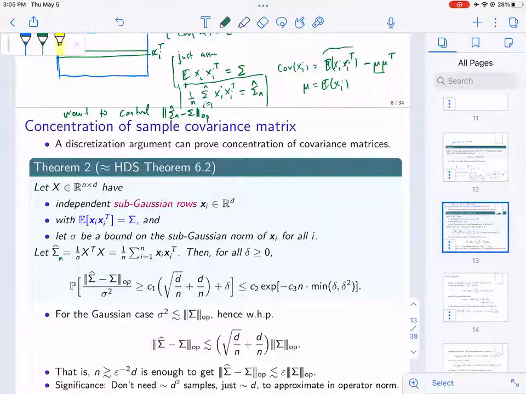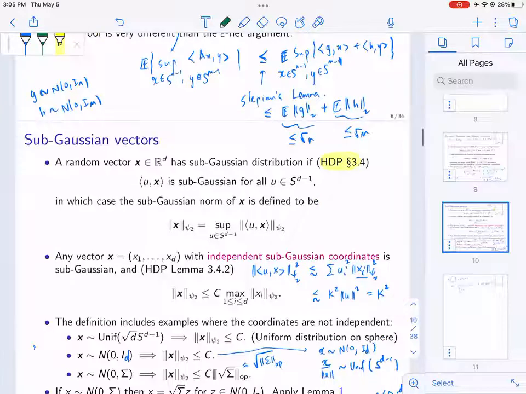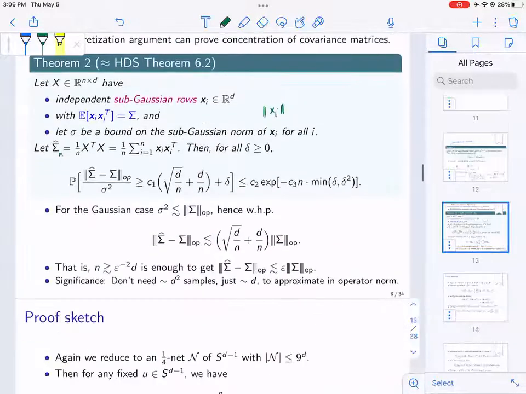The HDS book uses the sub-Gaussian standard rather than norm, but they're sort of equivalent. So instead of the psi2 norm, I can just define the sub-Gaussian standard of the vector to be the sub-Gaussian standard of the maximum. What we're saying is something like this: the sub-Gaussian norm of x_i inner product with u, squared, is bounded by sigma squared for all i from 1 to n and u in S^{d-1}. That's sort of the assumption.